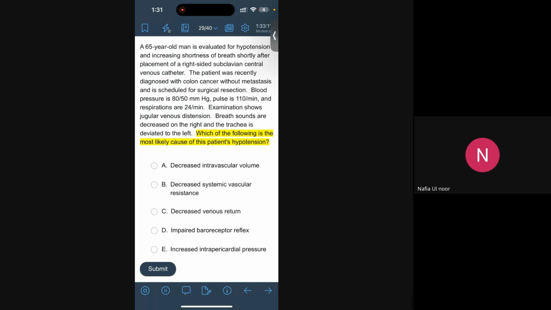A 65-year-old with hypotension and increased shortness of breath shortly after placement of a right-sided subclavian venous catheter. The patient was recently diagnosed with colon cancer without metastasis. Blood pressure is 80/50. Respirations are also increased. Exam shows jugular venous distension. Breath sounds are decreased. Trachea is deviated to the left.